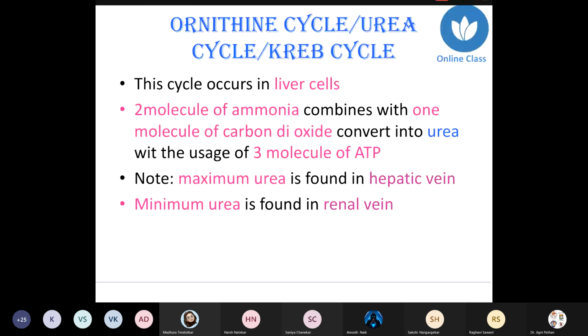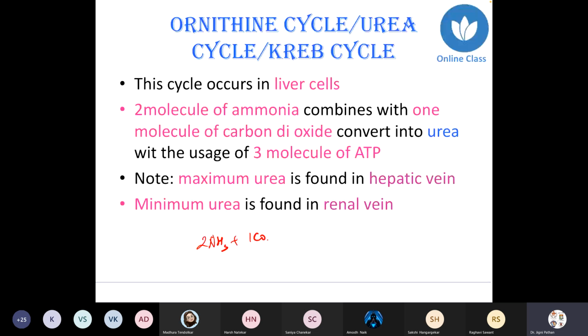Okay. Two molecules of ammonia combine with one molecule of carbon dioxide and convert into urea with the usage of three ATP molecules. What does it say? Two ammonia molecules combine with one carbon dioxide, and how many ATP is used? I told you energy is used. Water is saved. So three ATP is used to convert into what? Into urea. Are you getting the point?